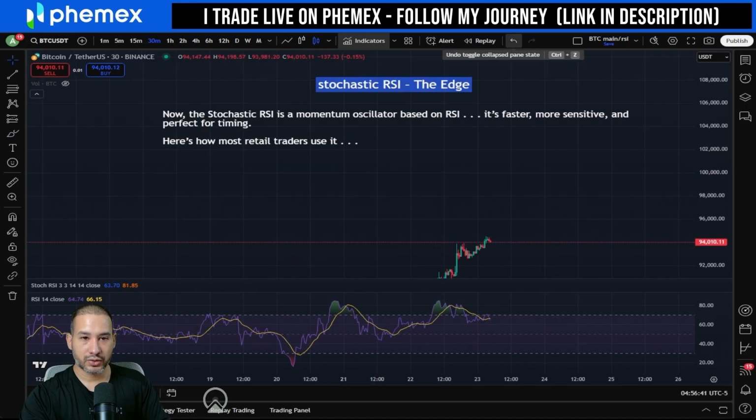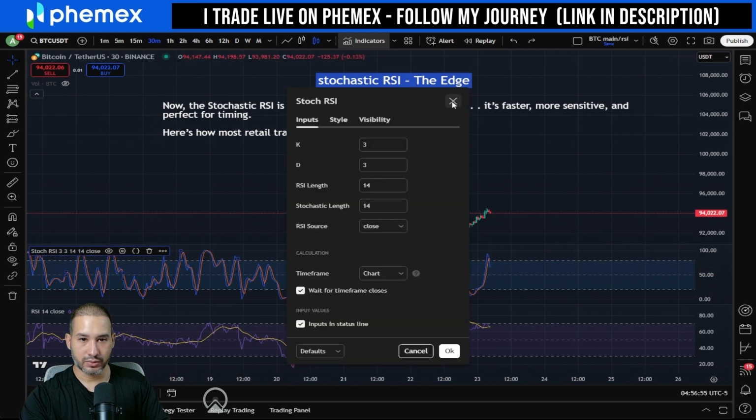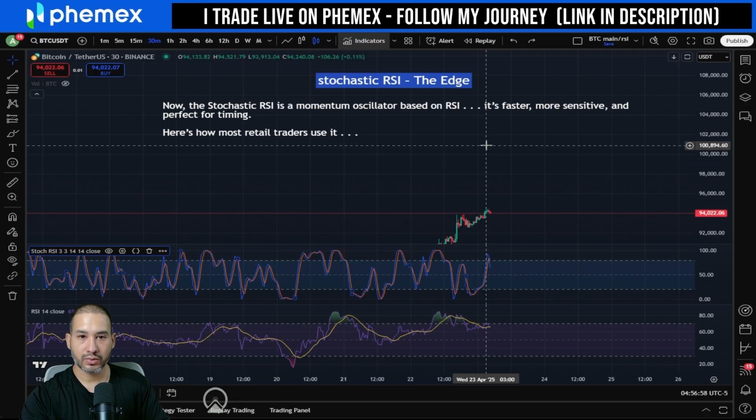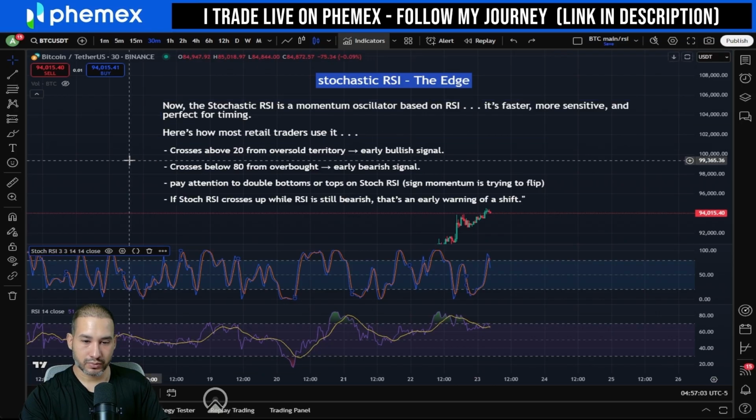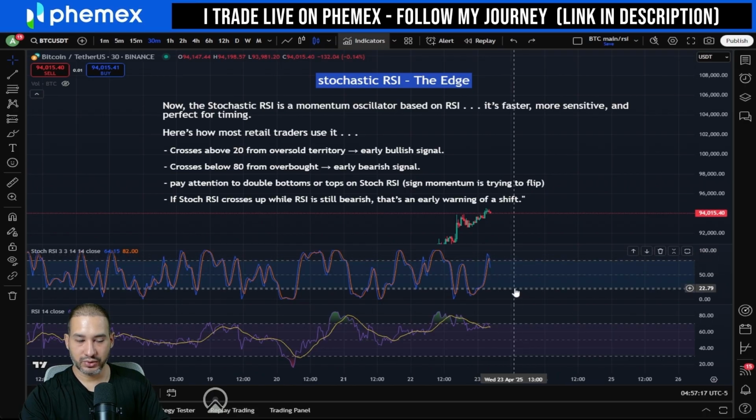All right, now we're going to cover the stochastic RSI. It's a momentum oscillator based on RSI, but it's faster, more sensitive, and perfect for timing. Now, here is the oscillator. This is the one I use. Here's the way most retail traders use it. It's very similar to the RSI. We've got a 50 level. We've got an 80 representing overbought, and a 20 representing oversold territory.